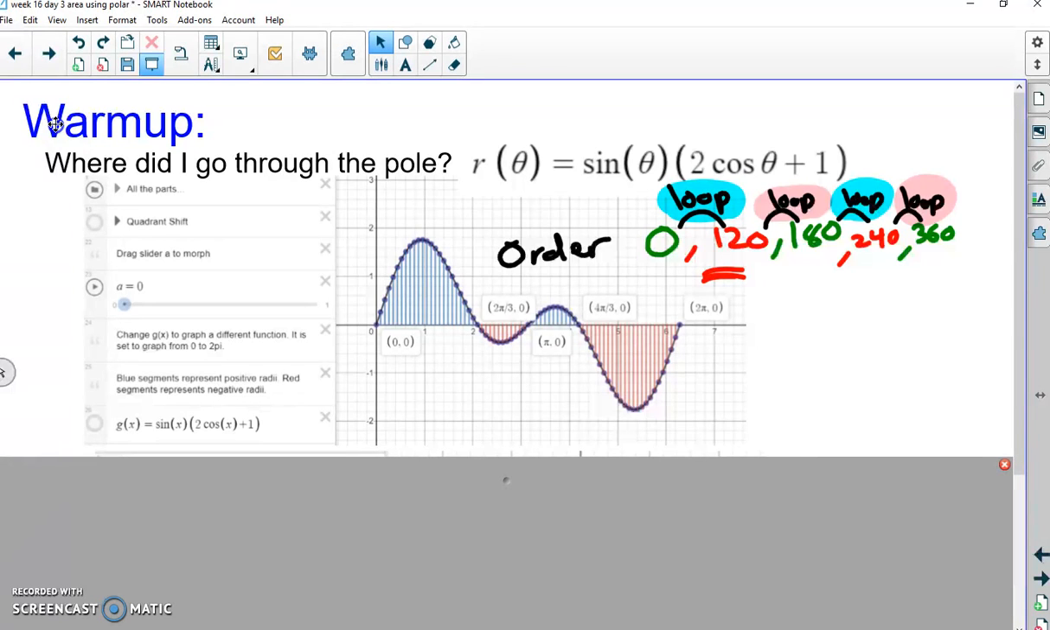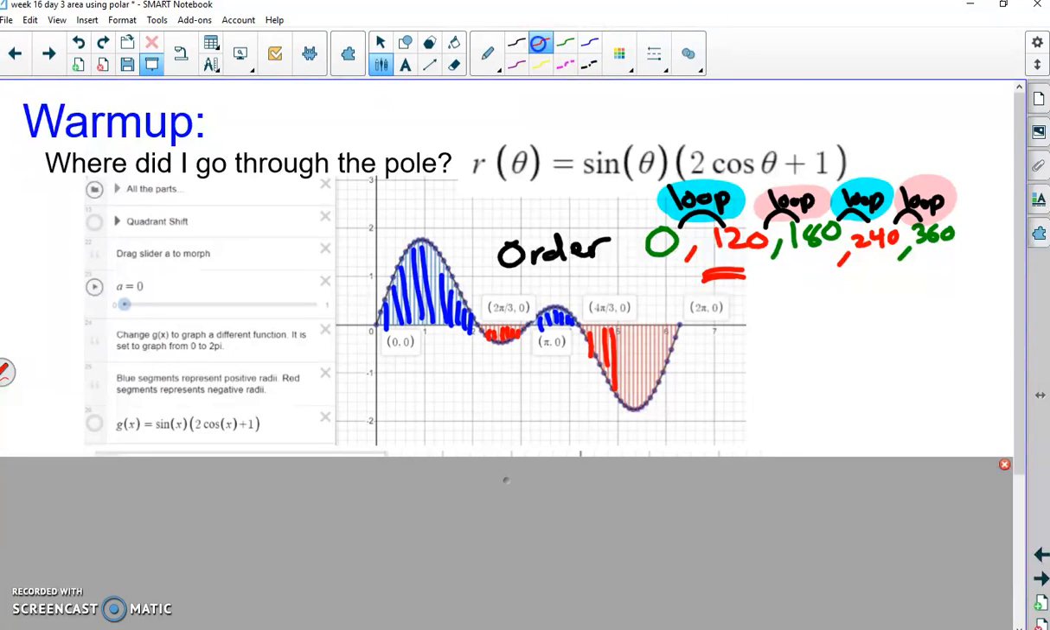Do you understand what I highlighted a blue loop? Look at all of the sticks between 0 and 120, 0 and 2 pi over 3. Those are all blue loops right here. This is a blue loop, which then goes into a red loop, back to a blue loop, back to a red loop. You guys okay with that?